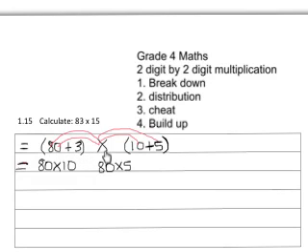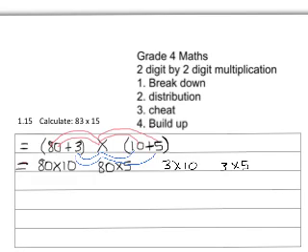Do take note that we've only distributed the 80 from the first bracket, and now we have to distribute the 3, and it will be distributed with the 10 and the 5. So the next step would be to say 3 times 10, 3 times 5. So let's complete that step. So 3 times 10, 3 times 5.